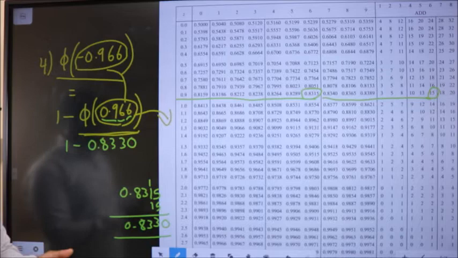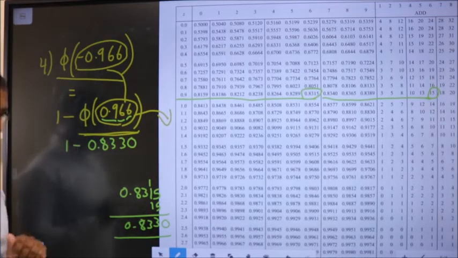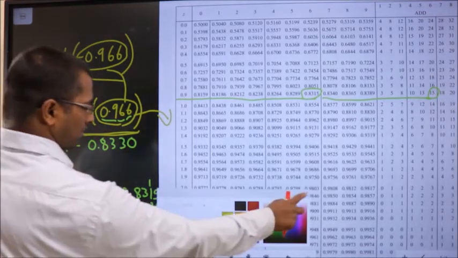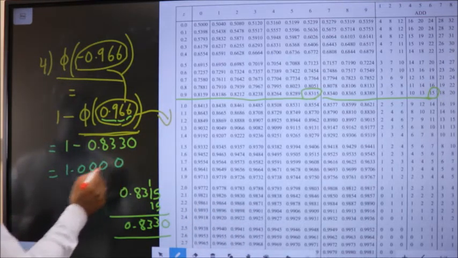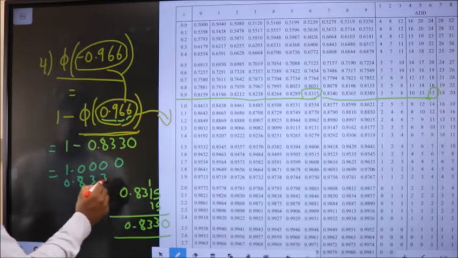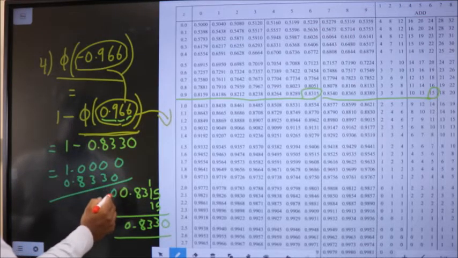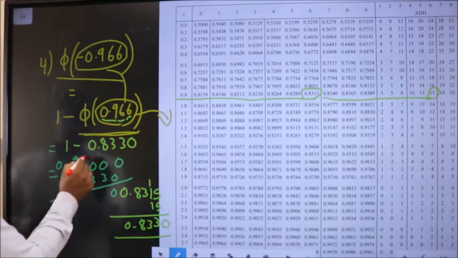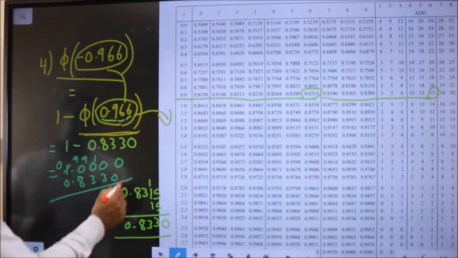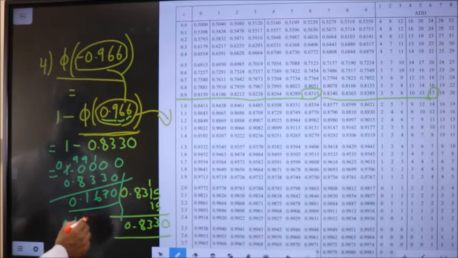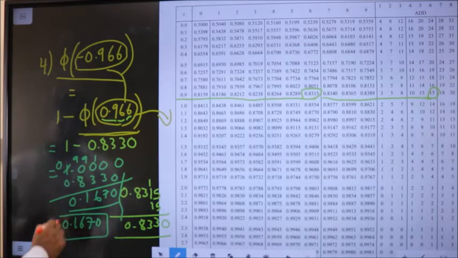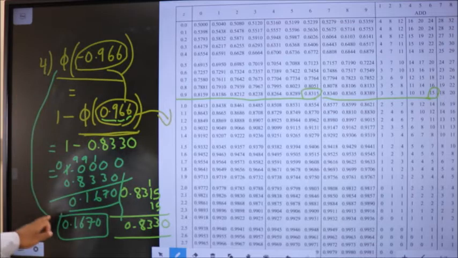To get the final answer, I should subtract this from 1. So that is 1.0000 and 0.8330. So 0, 9, 9, 10, 7, 9 minus 3, 6, 9 minus 8, 1 and 0. So the final answer that we get is 0.1670 for phi of negative 0.966.